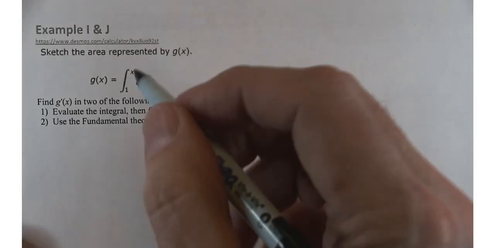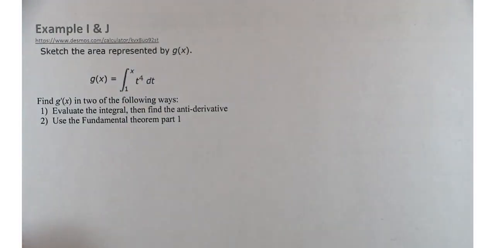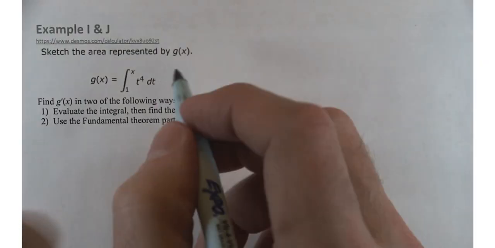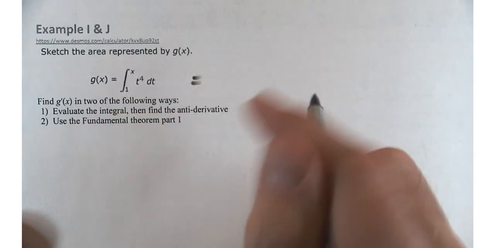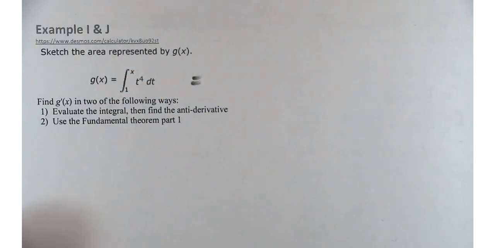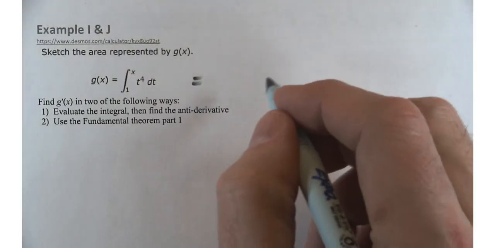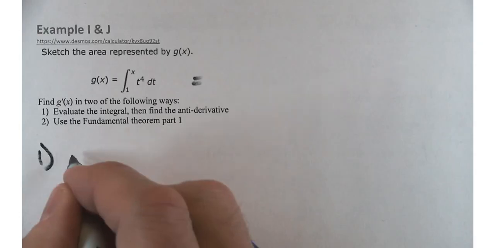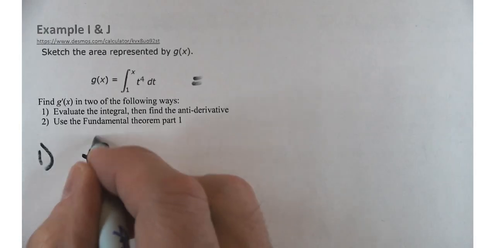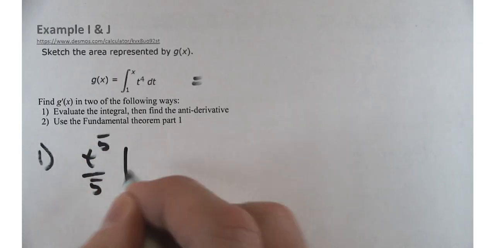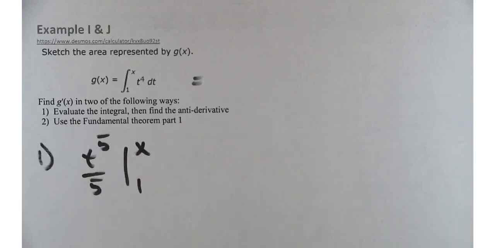We're going to evaluate g prime a couple different ways. So first of all, let's calculate g prime of x using the fundamental theorem of calculus part 2, which is what we covered in part 1 of this video. So let's see. I need an antiderivative for t to the fourth. Suggestions? What would be an antiderivative for t to the fourth? Yeah, t to the fifth over 5. And that's going to be between 1 and x.